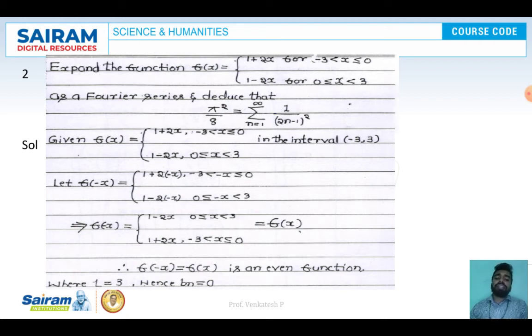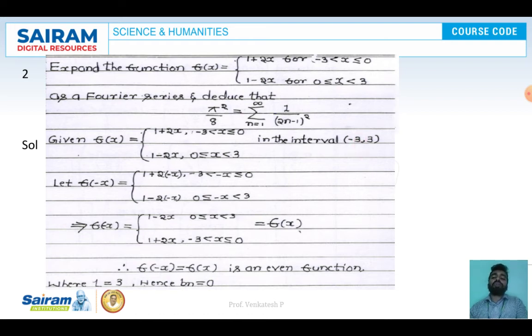So the first thing is to check whether the given function is odd or even. So take the given equation first. f of x is equal to 1 plus 2x for minus 3 less than x less than or equal to 0, and 1 minus 2x for 0 less than x less than 3, in the interval minus 3 comma plus 3. So it implies that the value of L will be equal to 3 here.